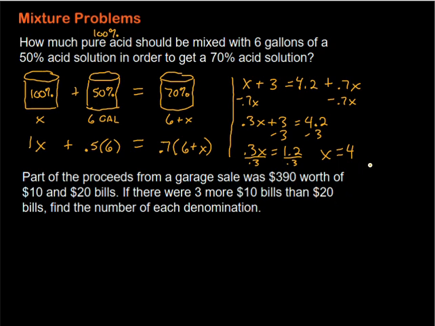Now, what is that? X, remember, was the amount of the 100% solution. So that means in order to get the 70% out with the 6 gallons of 50%, we're going to mix in 4 gallons of the 100% solution. And our total solution that we end up with at the end is going to be 10 gallons of the 70% solution. All right, let's take a look at this second one.